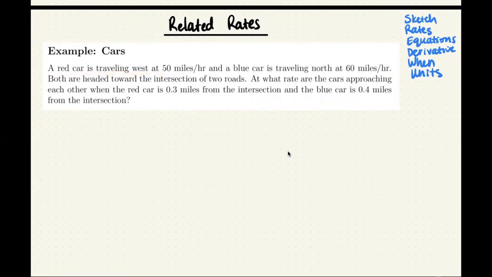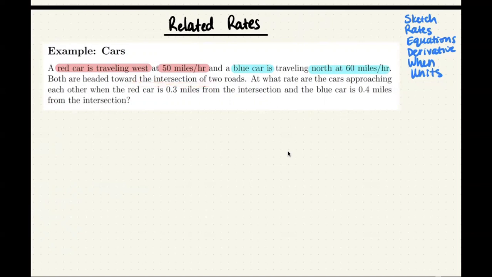Again, as I read these questions, I like to take notes on what's going on. Sort of helps me organize my thoughts. So maybe since it's a red car, I'll highlight in red. The red car is going west at 50 miles per hour. And there's a blue car traveling north at 60 miles per hour. Both are going towards the same intersection, two roads.